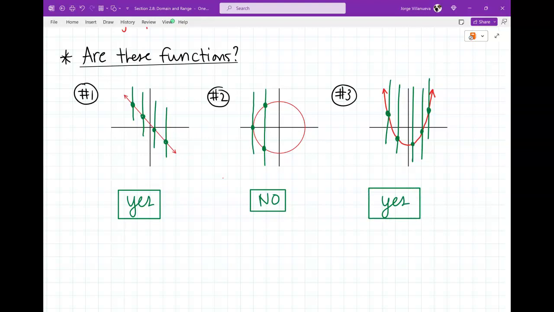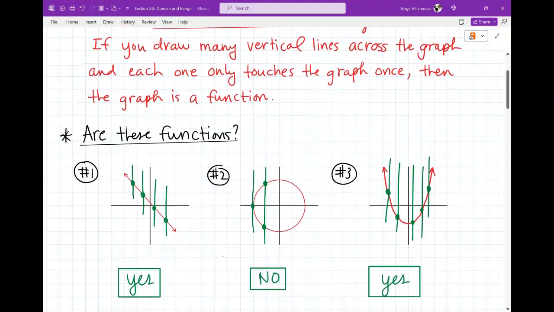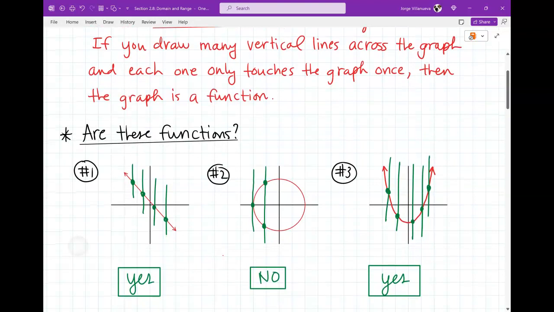Some of your homework is just going to be stuff like this. Did you have to do anything mathematical in terms of adding, subtracting, multiplying, dividing? No, right? You're just observing and making a decision. It is or it is not going to touch a vertical line more than once. So pretty easy, hopefully. Just yes and no. Remember, the definition says you have to draw many vertical lines across the graph, and each one has to touch only once. The moment one of them touches more than once, that's it. Not a function.